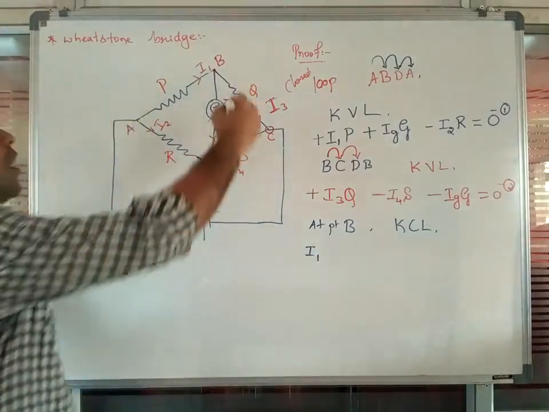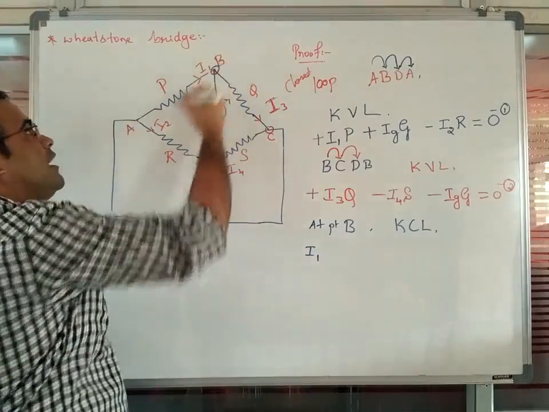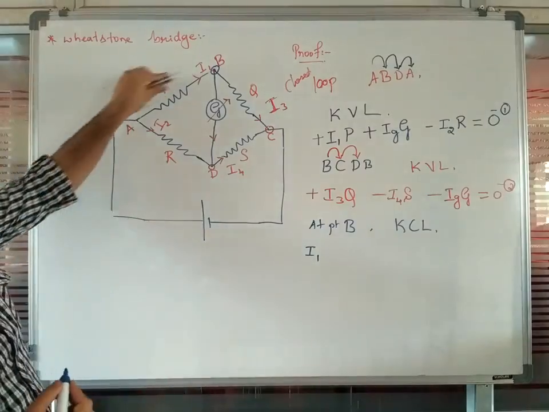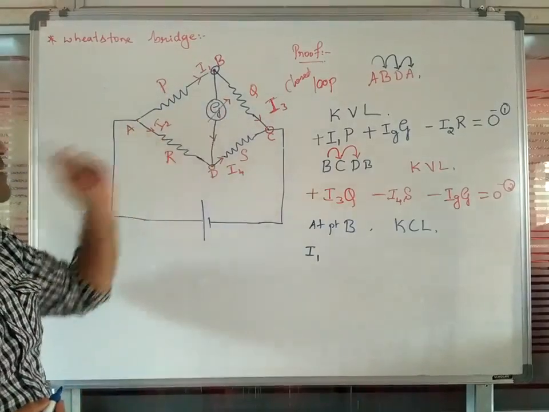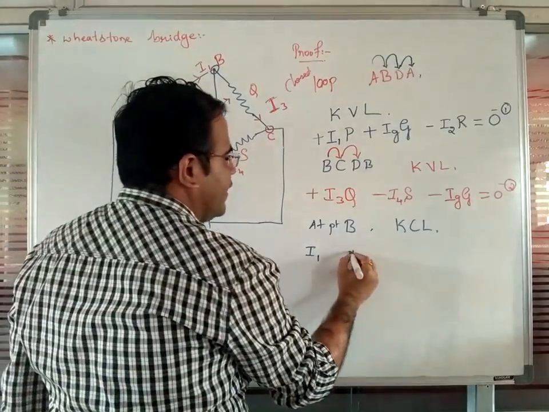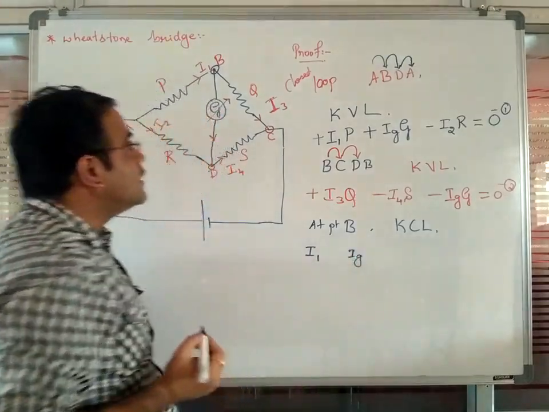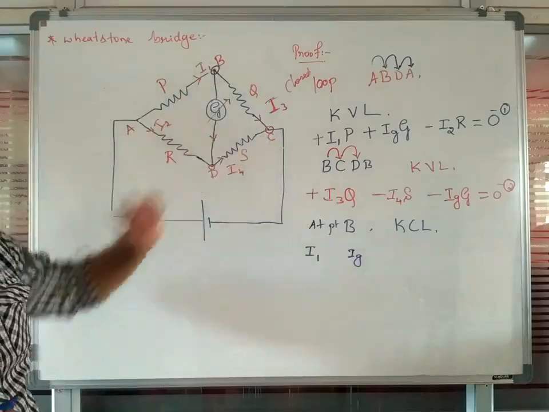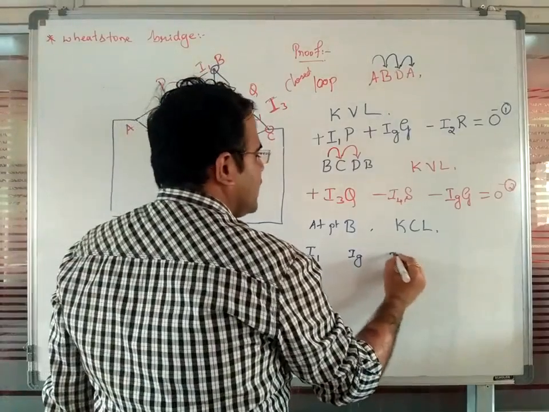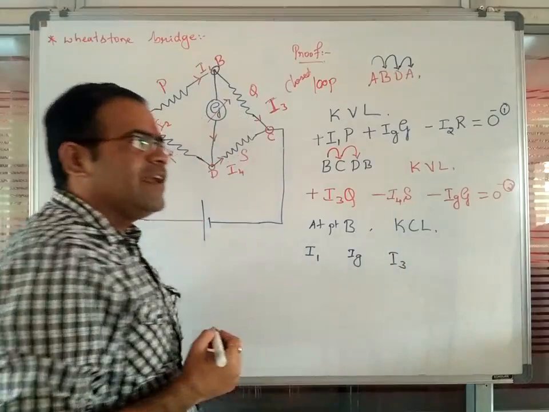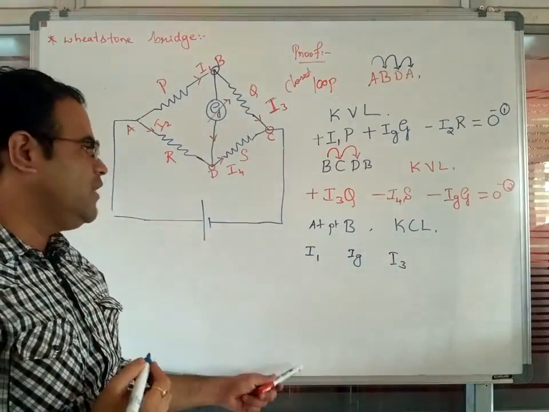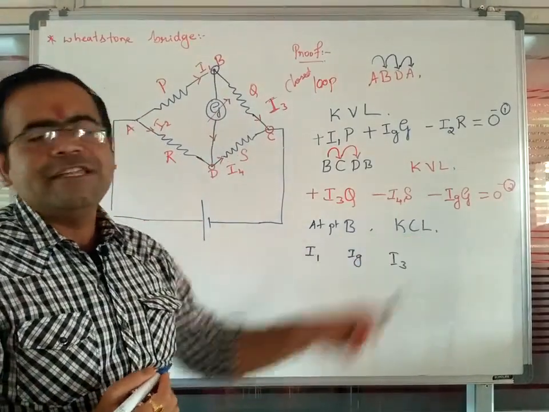See how many electric currents are here. The first one is I1 and the second one is Ig. The third electric current you are observing will be I3. The sum of total electric current at a junction point is 0, which will be taken as Kirchhoff's current law.